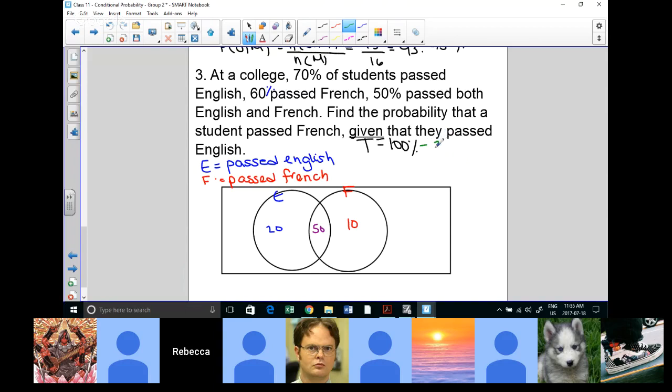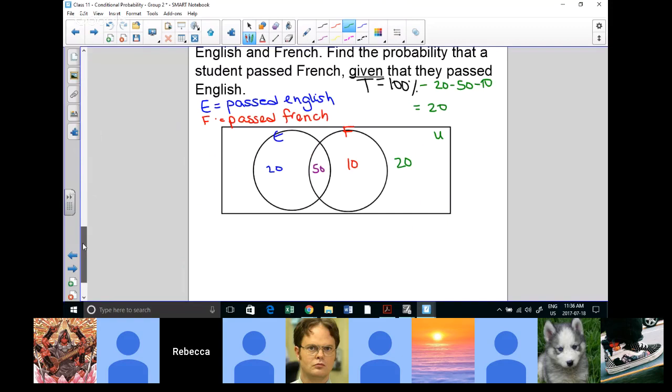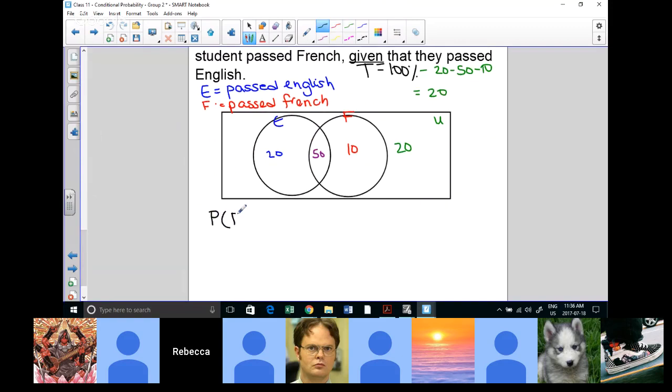What's going to be on the outside? 100 minus 20 minus 50 minus 10. That gives me 20% passed neither. Find the probability that a student passed French given that they passed English. So the probability that a student passed French given that they passed English. So this is the number of French and English intersection over the number of English. So in the intersection, I have 50. In English in total, I have 80. So this is the same as 5 over 8.